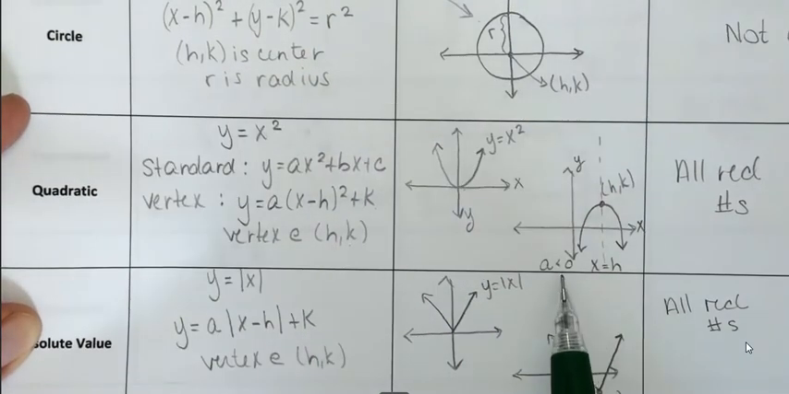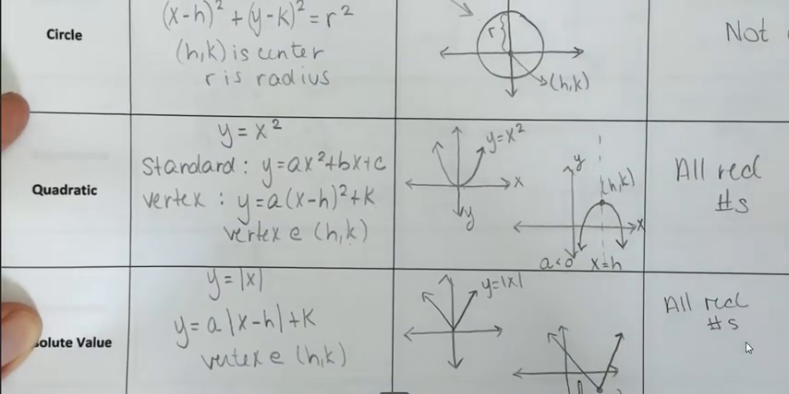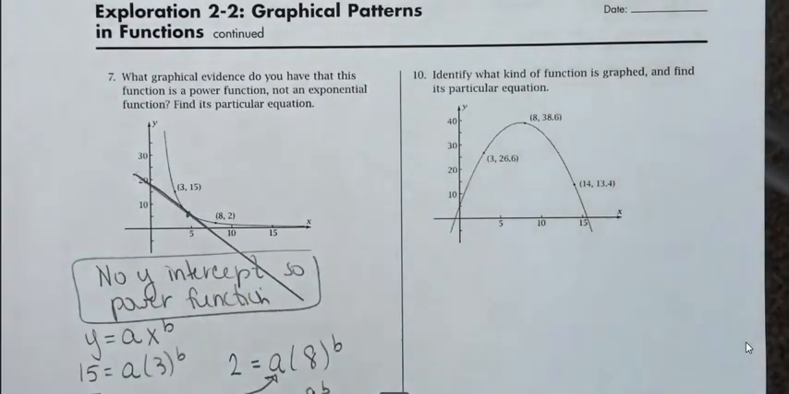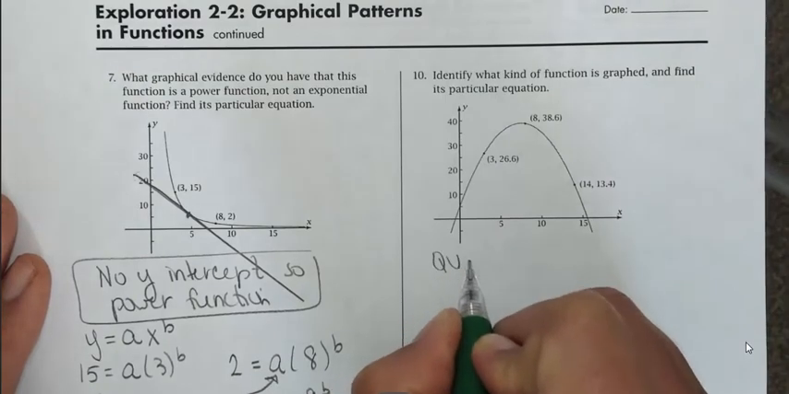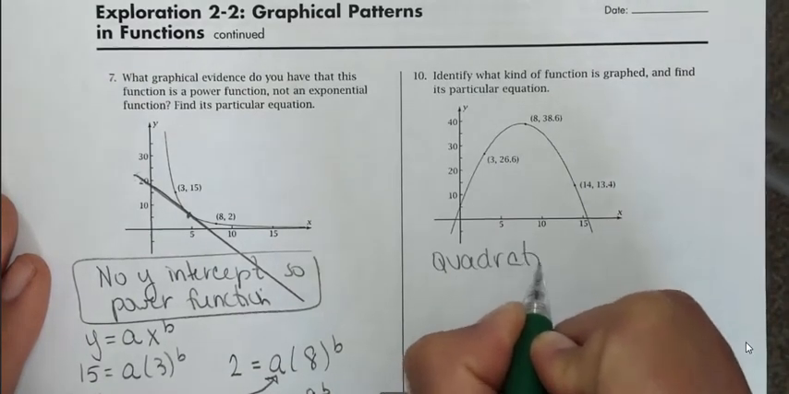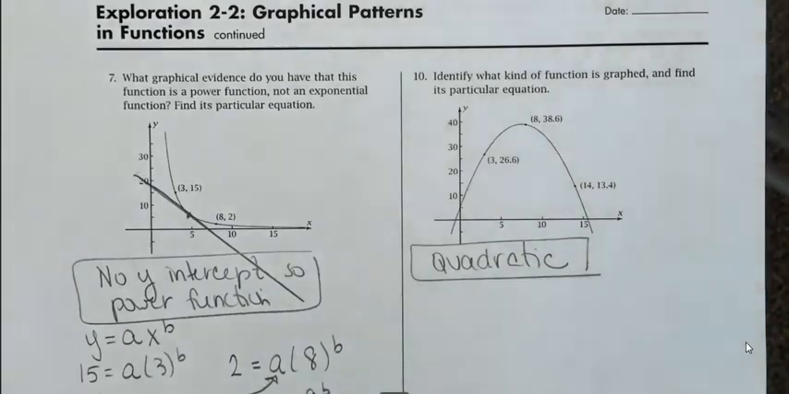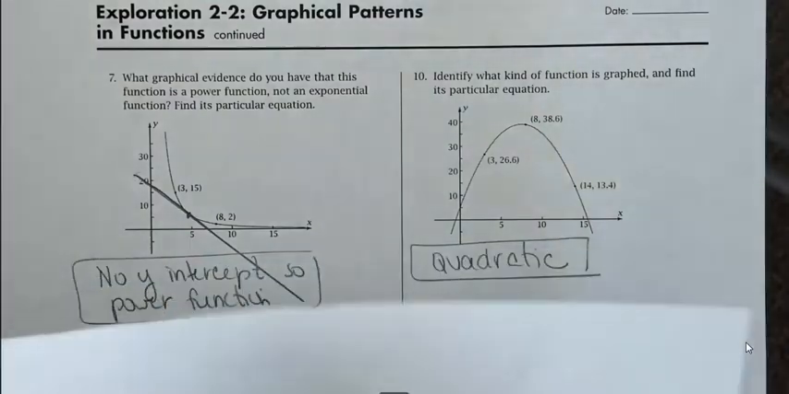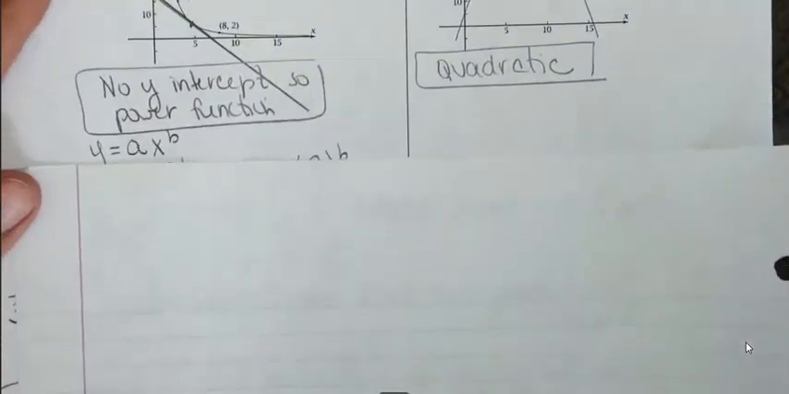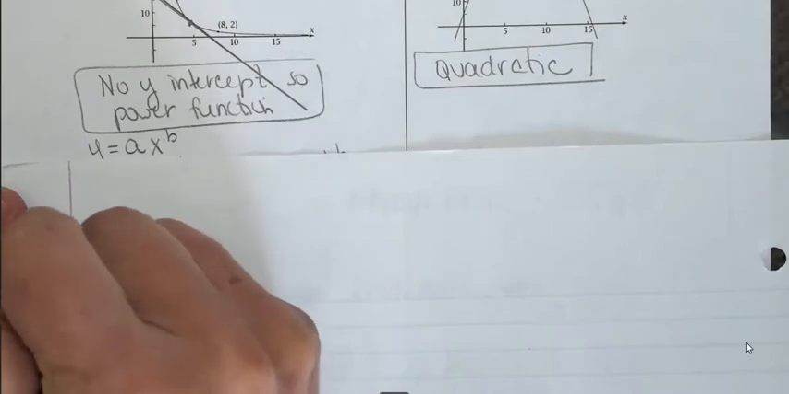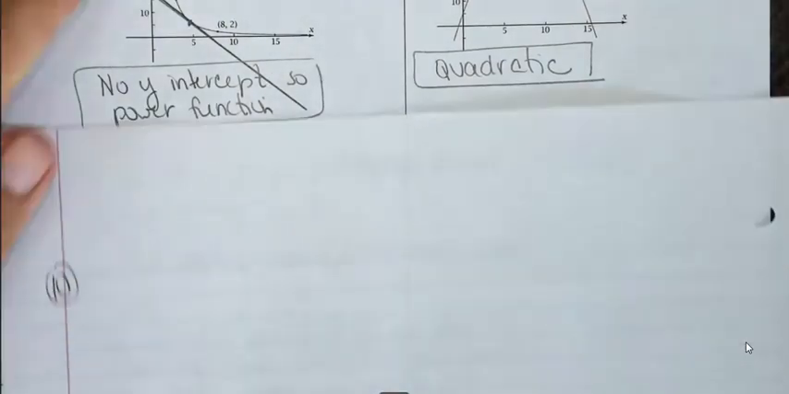Okay, so again, if A is negative, this thing's going to be reflected over the x-axis, so it's going to be pointing down. So we know that this thing is quadratic. Now for this, I'm going to do a whole lot of work to come up with its particular equation. So you're probably going to want to go back to some paper, maybe use the back side. So this is going to be number 10. This is not going to be that fun.